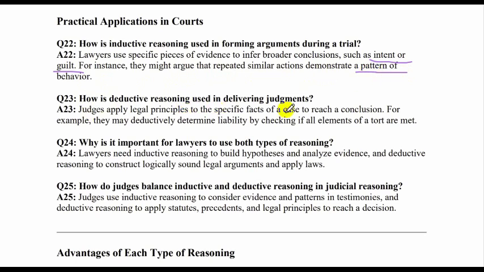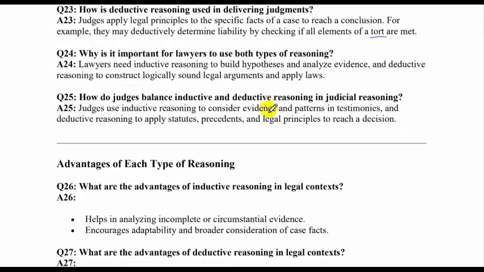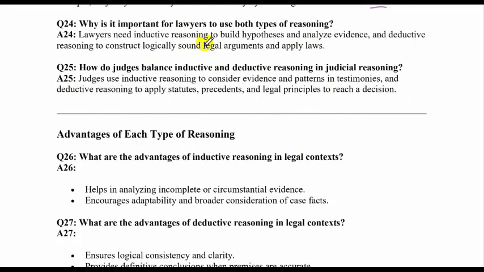How is deductive reasoning used in delivering judgments? Judges apply legal principles to the specific facts of a case to reach a conclusion. For example, they may deductively determine liability by checking if all elements of a tort are met. Tort is a civil liability. Why is it important for lawyers to use both types of reasoning? Lawyers need inductive reasoning to build a hypothesis and analyze evidence, and deductive reasoning to construct logically sound legal arguments and apply laws.